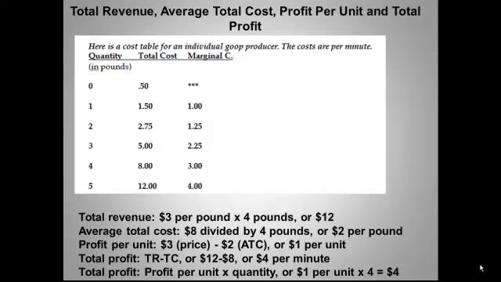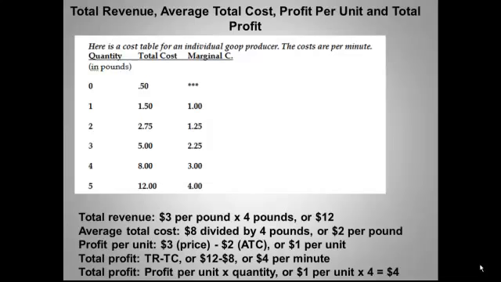So we now know that the market price is $3 and the profit maximizing point of production, where marginal cost also equals $3, is 4 per minute. So total revenue is price times quantity, or 3 times a quantity of 4, or 12. Average total cost is total cost, or $8 divided by 4 units. That's $2 per pound.